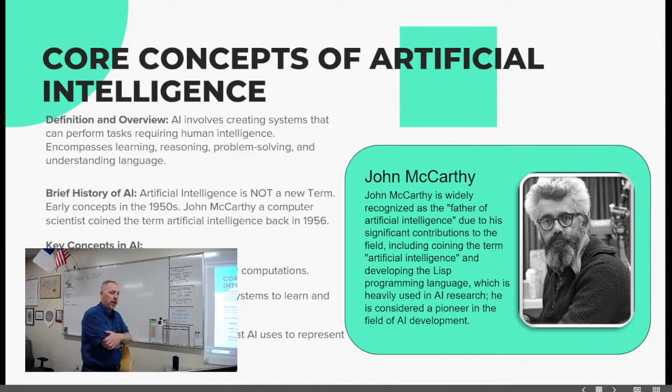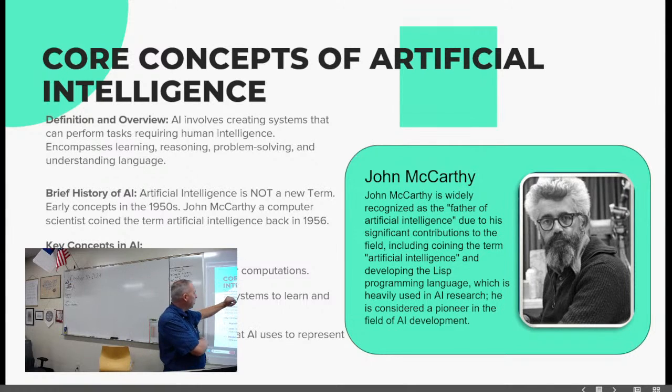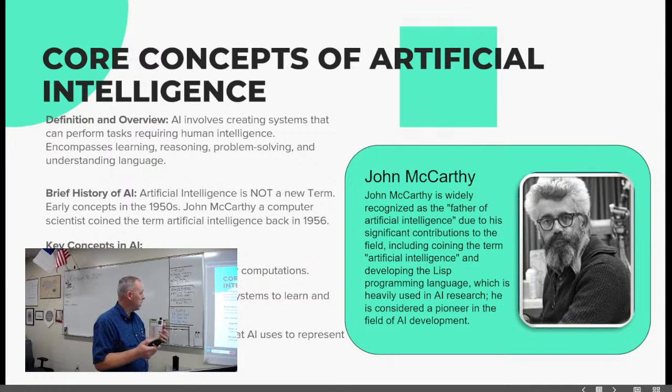Here's where we're going to talk a little bit about some history of AI. It's not a new topic. It's been around since the 1950s. This gentleman right here, John McCarthy. So the definition, if you look at it from a deeper sense, is AI involves creating a system or systems that can perform tasks that would normally require human intelligence to encompass learning, reasoning, problem solving, and understanding language. And there's 3 parts that we'll go through and how that's interpreted.